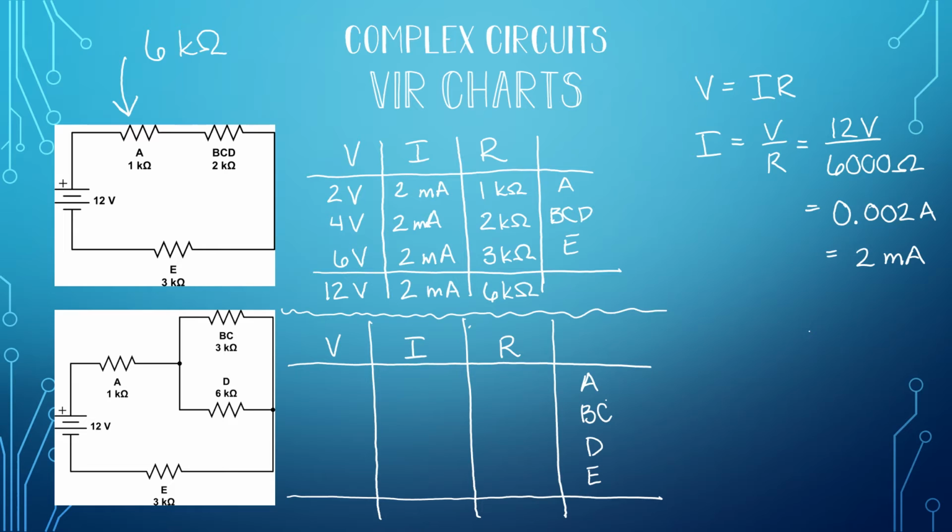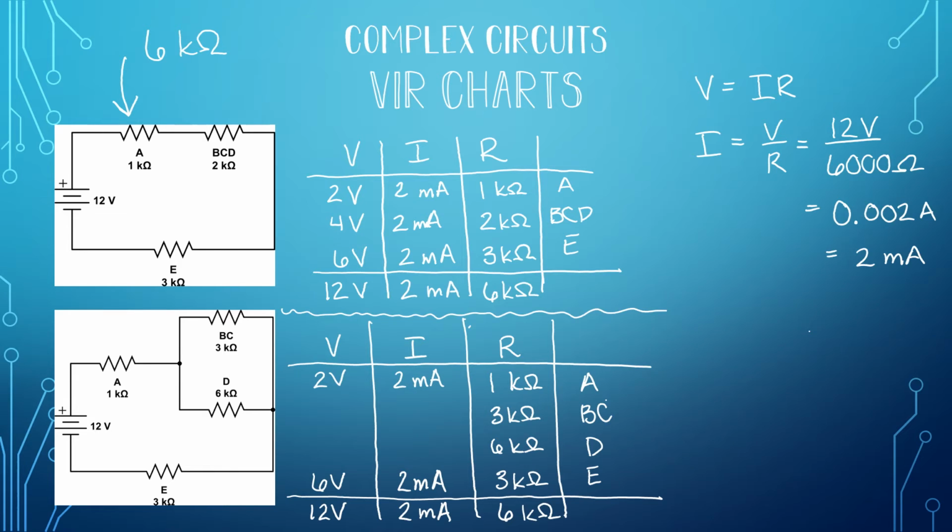I know A is 1 kiloohm, BC is 3 kiloohms, D is 6 kiloohms, and E is 3 kiloohms. My total, we said, was 6 kiloohms. My total is still 2 milliamps and 12 volts. Since resistor A was in my previous chart, I can just copy those values right on over. Same thing with resistor E. I can copy those values that I had in my previous chart onto my new VIR chart.